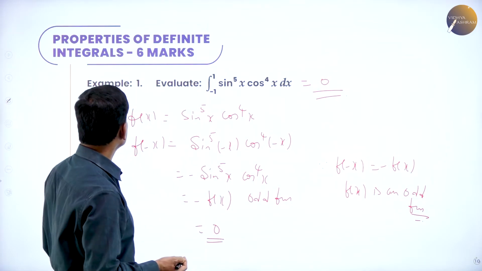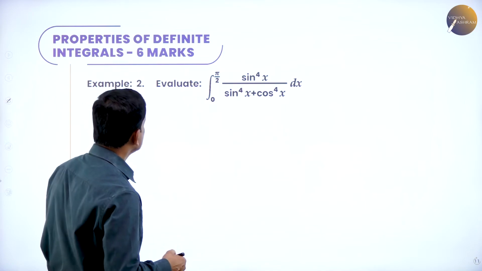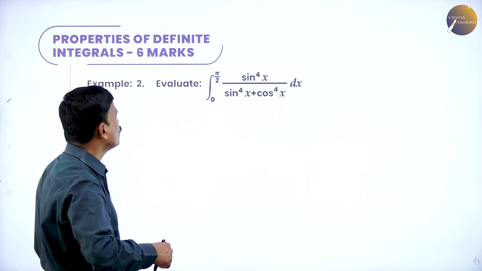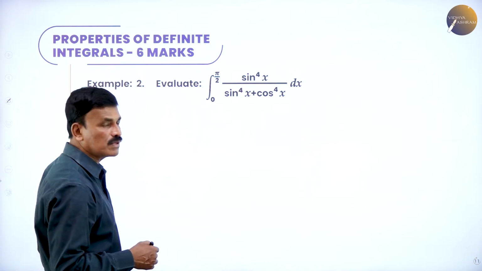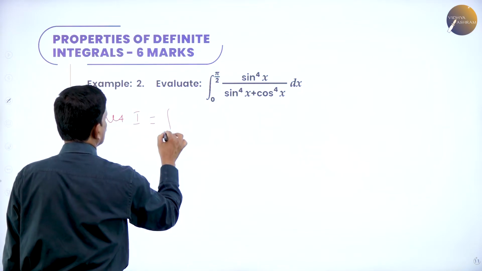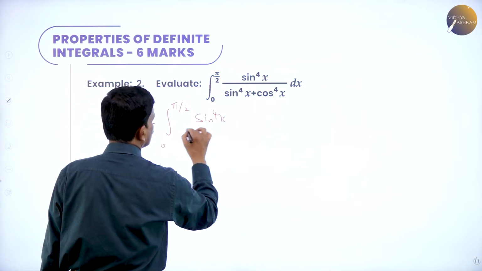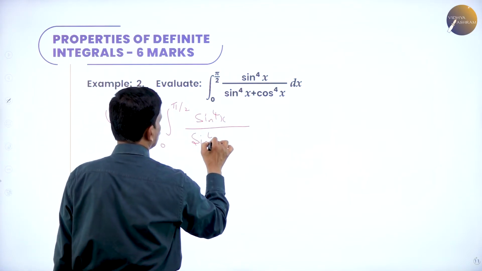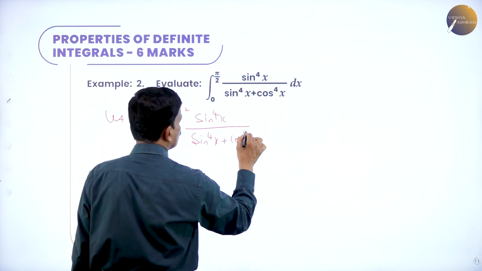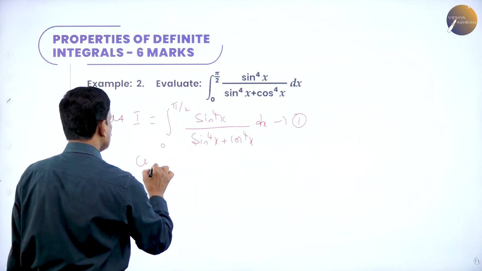Now let us come to the next problem. So this is a very important type of problem. Now integral 0 to pi by 2 sine to the power of 4x divided by sine raised to 4x plus cos to the power of 4x. Now let us consider, let I is equal to integral 0 to pi by 2 sine to the power of 4x divided by sine to the power of 4x plus cos to the power of 4x into dx. Let us represent this as equation number 1.